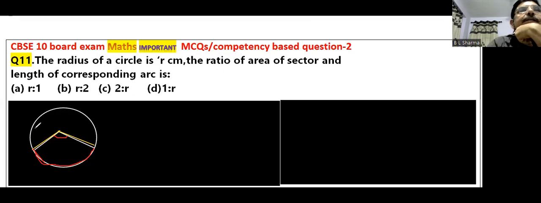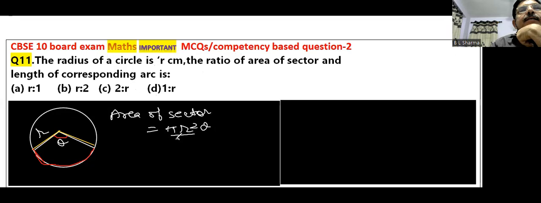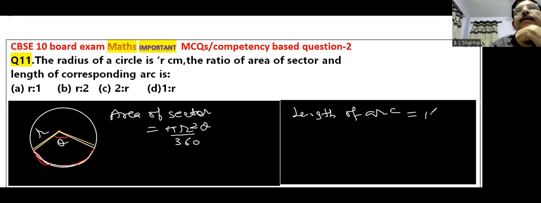The radius of the circle is R and this angle is theta. Then the ratio of area of sector and length of corresponding arc is, we know area of sector is given by pi r square theta upon 360. And this length of arc is given by pi r theta upon 180.